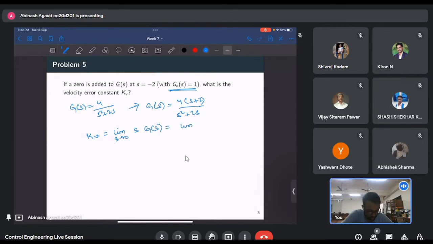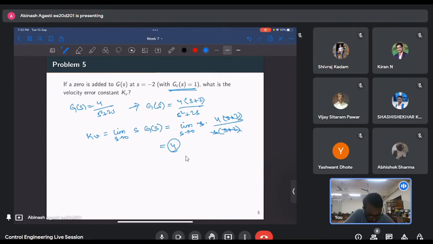It is limit s goes to 0, s into 4 into s plus 2 by s into s plus 2. So this thing is getting cancelled, this thing is getting cancelled, all we have is 4. So now we see, what do we see? If to the original system I add one 0, okay, adding this 0 does not give us steady state errors as 0.